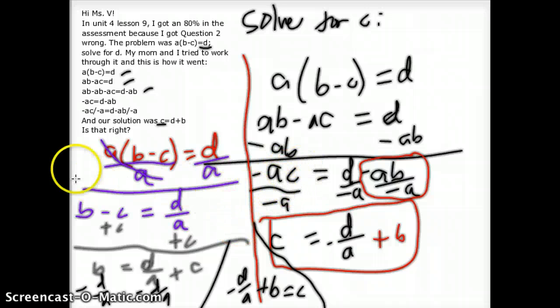So was our solution, and our solution was C is equal to D plus B. Is that right? So as you can see, it's really close to the actual answer. It's just missing that divided by negative A. Otherwise, everything else was correct.